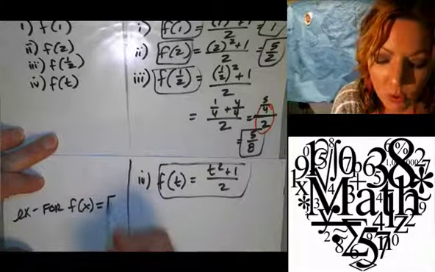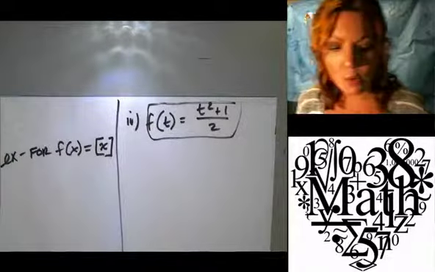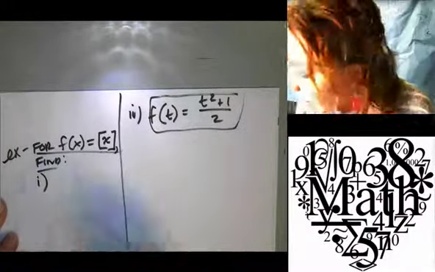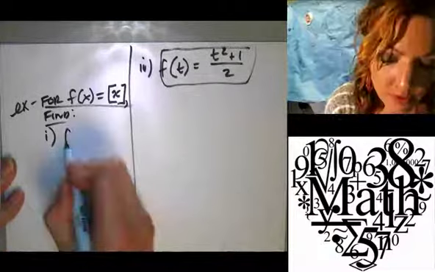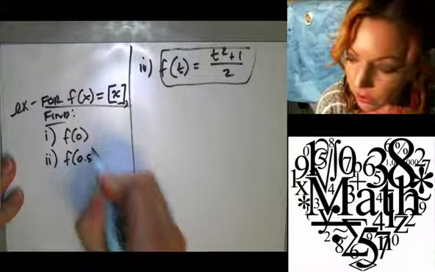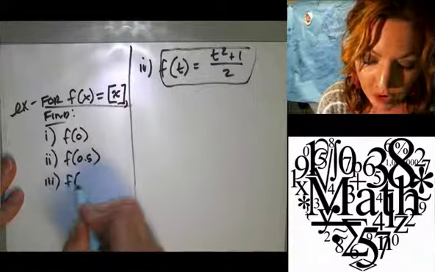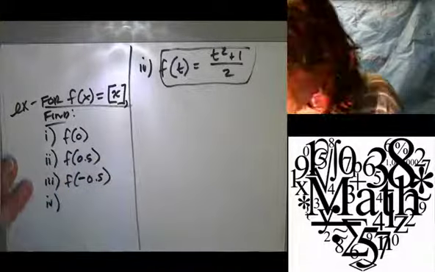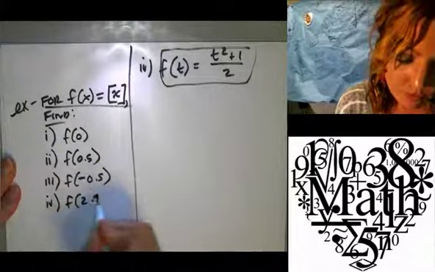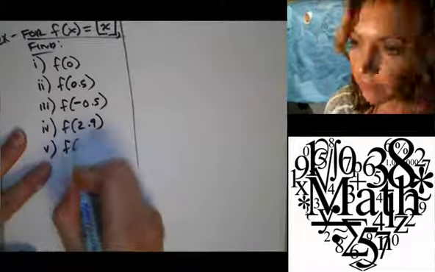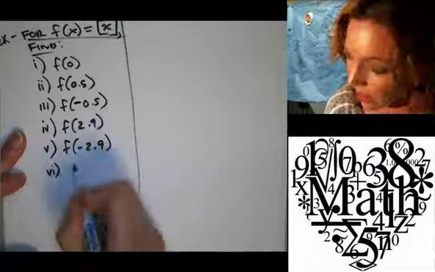For f of x equals the greatest integer of x, which we just talked about, we want to find the following things. So the things that we are finding are f of 0. I'm going to ask for several volunteers and we'll get our think music going here. F of 0.5, f of negative 0.5, whoops. Let's see, f of 2.9, f of negative 2.9, and f of pi.